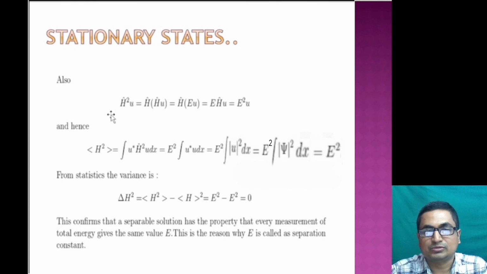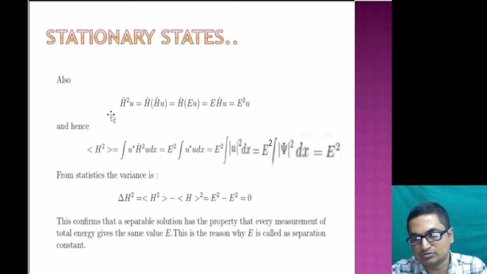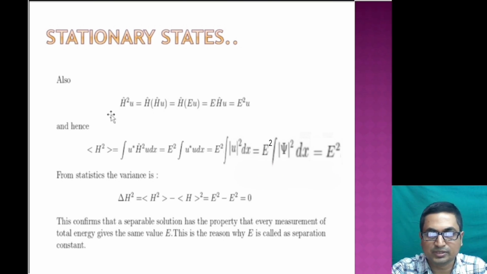So from a statistical point of view, the variance is defined like this: delta H square is equal to the expectation value of H square minus the square of the expectation value of H. In both cases this is E square, so the difference is equal to 0. This confirms that separable solutions have the property that every measurement of total energy gives the same value, so the energy is constant, and that is also why it is known as the separation constant. What we talked about, that a stationary state has definite energy, is now proved in this equation, after some operator representation and the concept of eigenvalue, which will be cleared up in incoming videos.